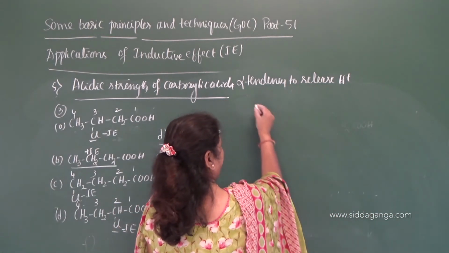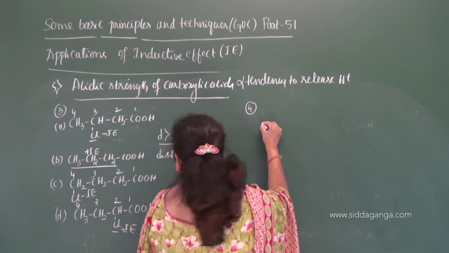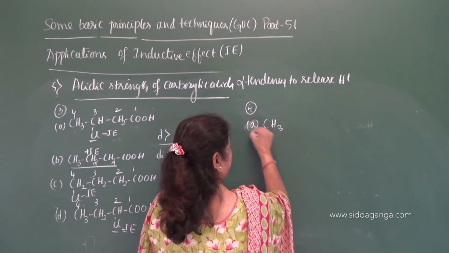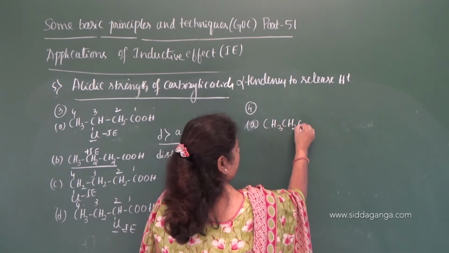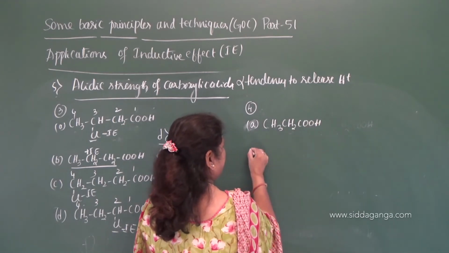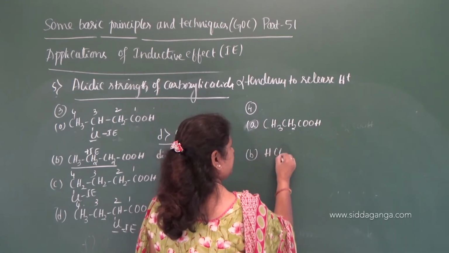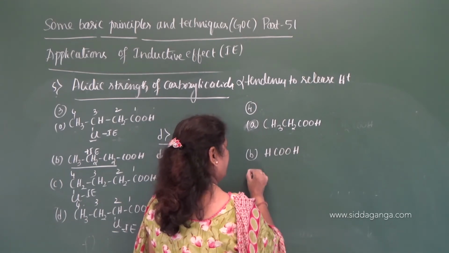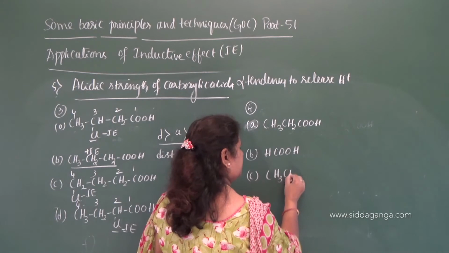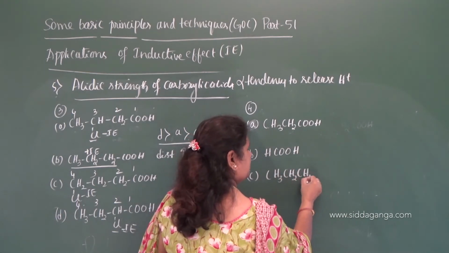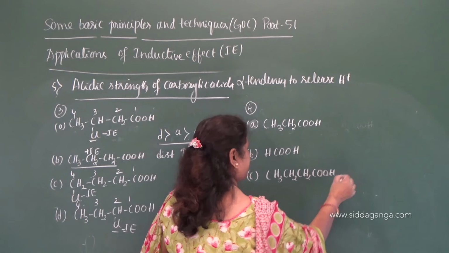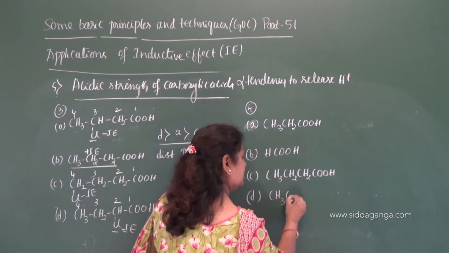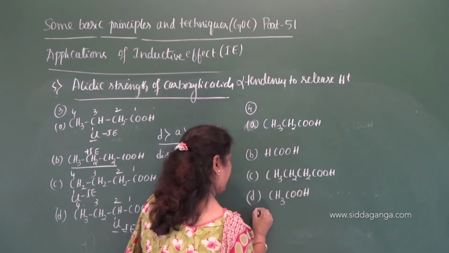Now move on to the last example here, the fourth one. A is CH3CH2COOH, B is HCOOH, C is CH3CH2CH2COOH, D is CH3COOH, and E is C6H5COOH.